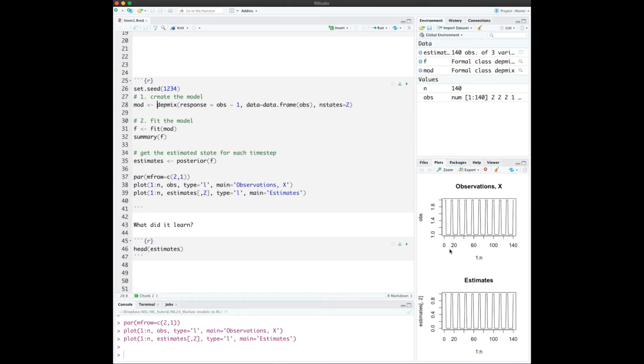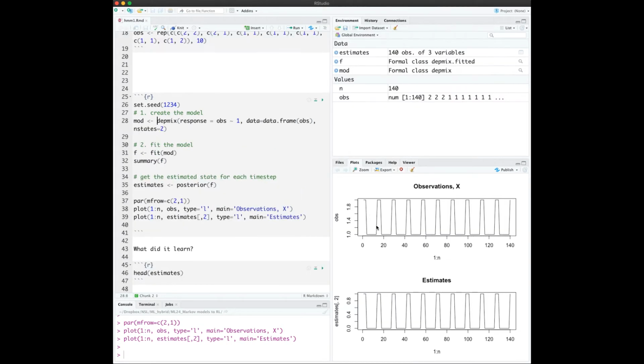And we can see the plots over here. And what the plot is actually showing is what happened, the actual observations X here, which is that this person exercised only on the weekends. And here we see the estimates that it learned from the model. We can print those out as well.